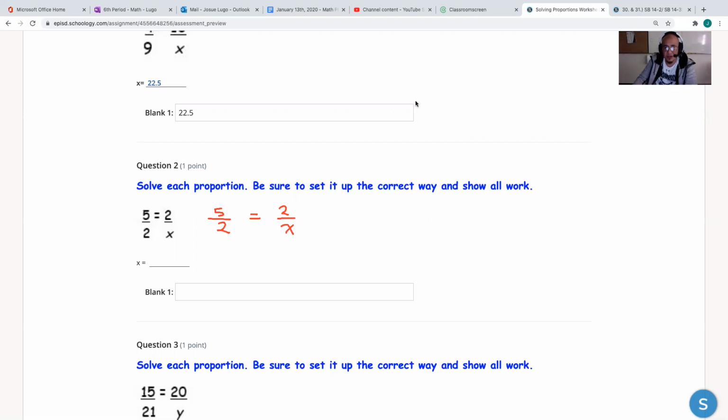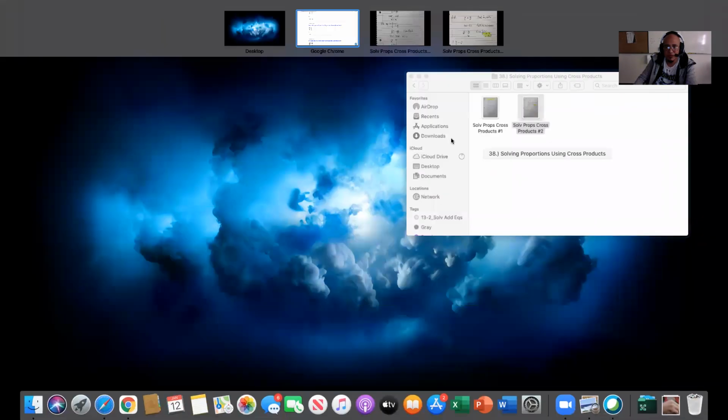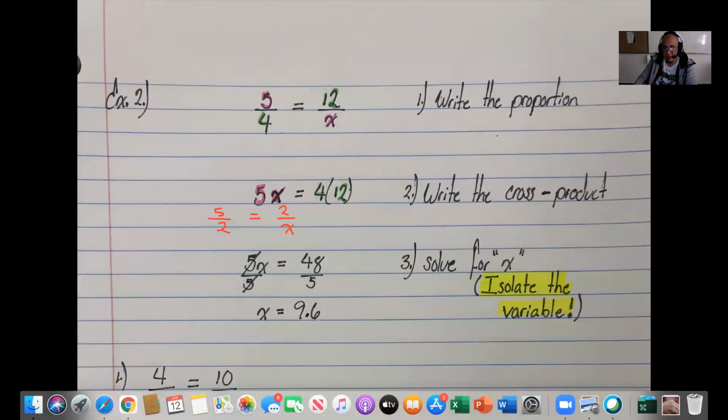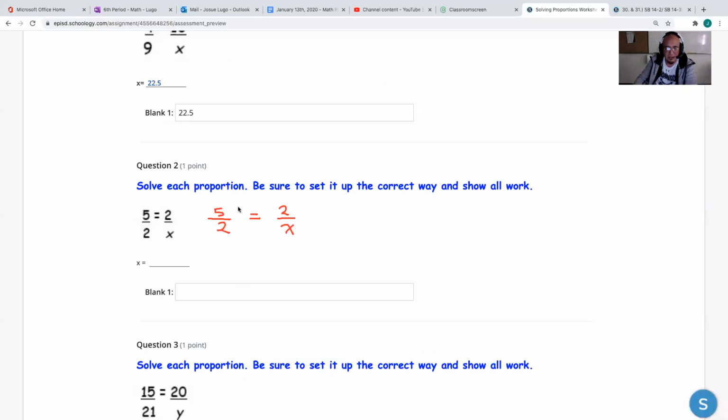All right, so let's use the cross products. Okay, we're following our steps. If you look at your notes, we're going to write the proportion. Now we're going to write the cross products. So the cross multiplications. On one side, we're going to have 5 and x, and on the other side, we're going to have 2 times 2. I would just write 4, but I want you to see exactly what I'm doing. So really, a simpler way of seeing this is 5x is equal to 4.